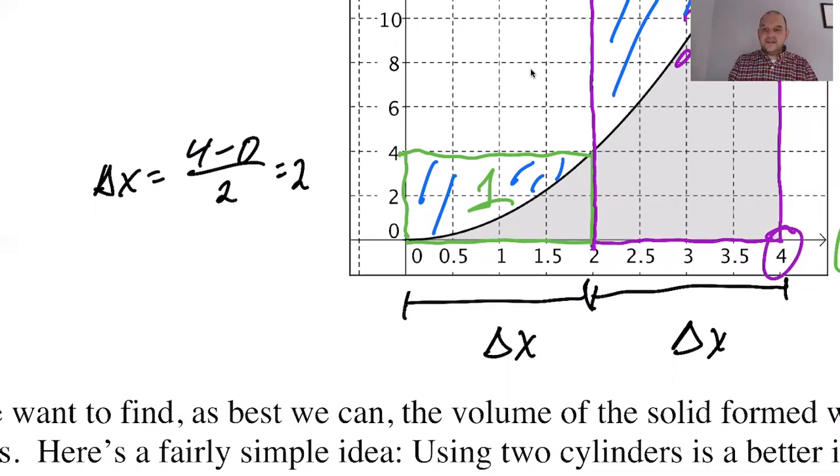And then the radius that we're finding is always going to be at the right endpoint. So that's why we first found it at 2, and then we next found it at 4. So it's always going to be the right endpoint. So these are big ideas.